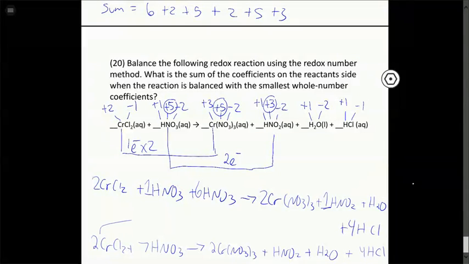So then the sum of these is going to be 9. That would be the answer we'd put for this question, which is the sum on the reactant side. All right, any last questions before we wrap this up?